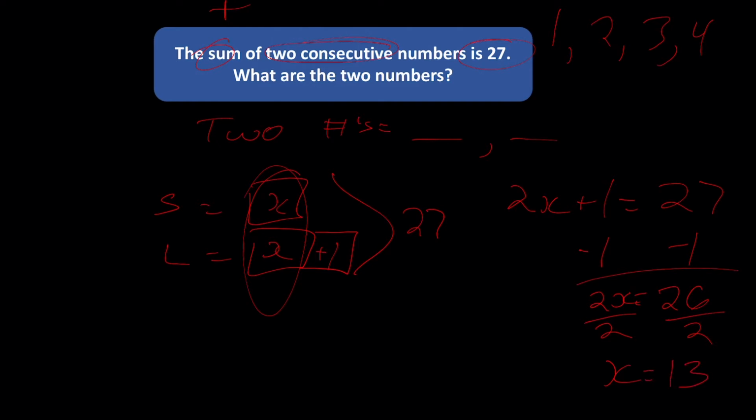And I can put that back in. 13 times 2 is 26. Plus 1 is 27. So I know that my first number is 13. My next number is 14.